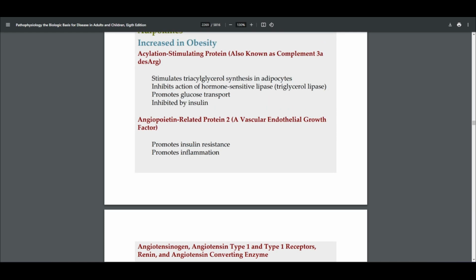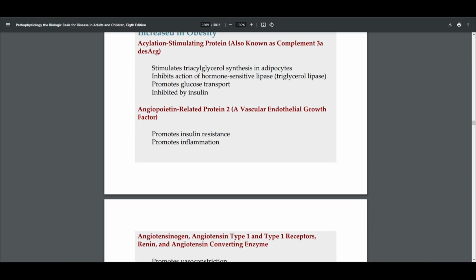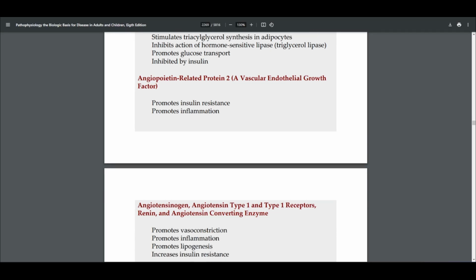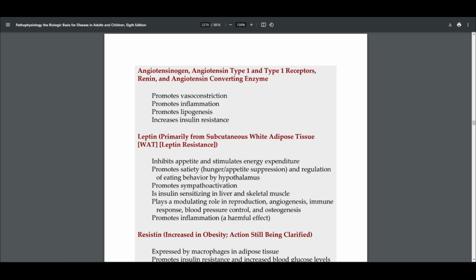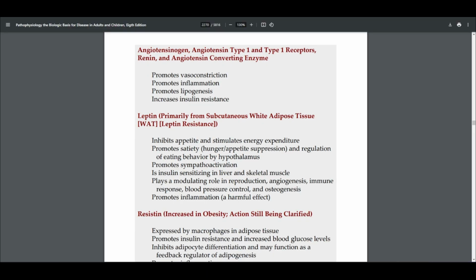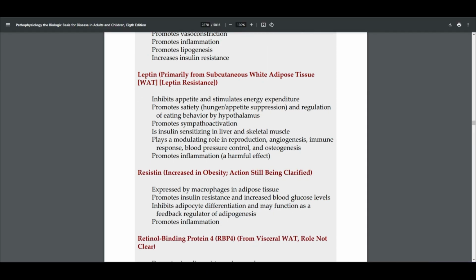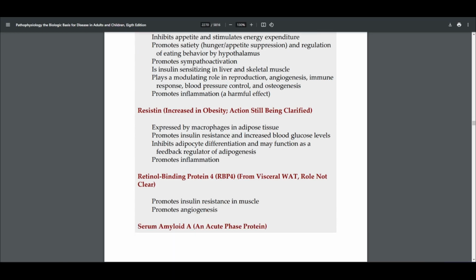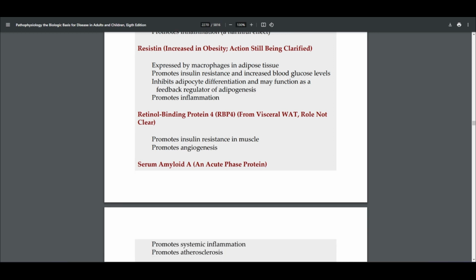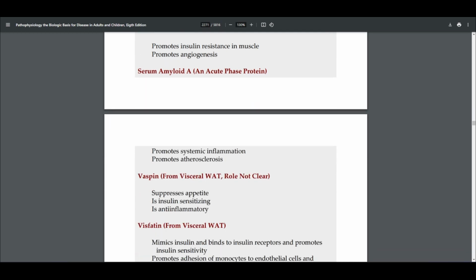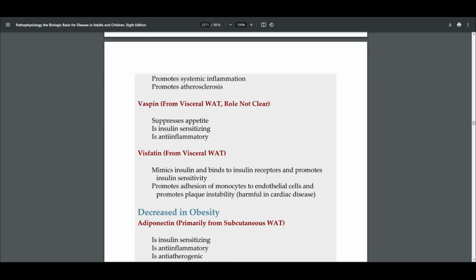So, increased in obesity, you have your acylation stimulating protein, also known as complement 3A. Then you have your angiopoietin related protein 2, your angiotensinogen and type 1 receptor, renin and angiotensin converting enzymes, your leptin, your resistin, your retinol-binding proteins, and your serum amyloid A, visfatin.